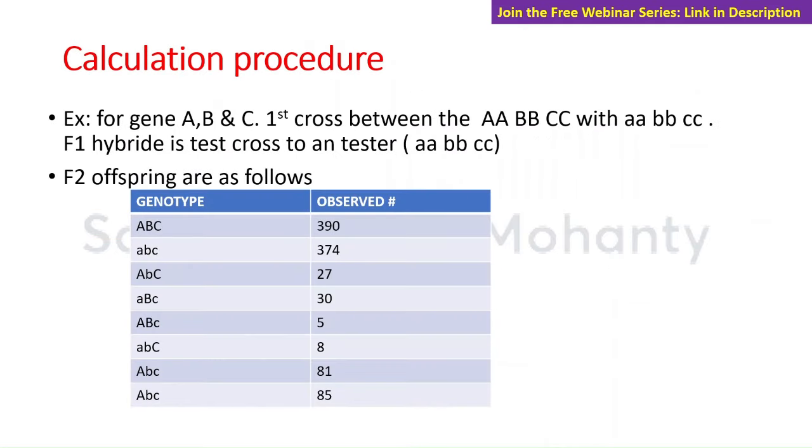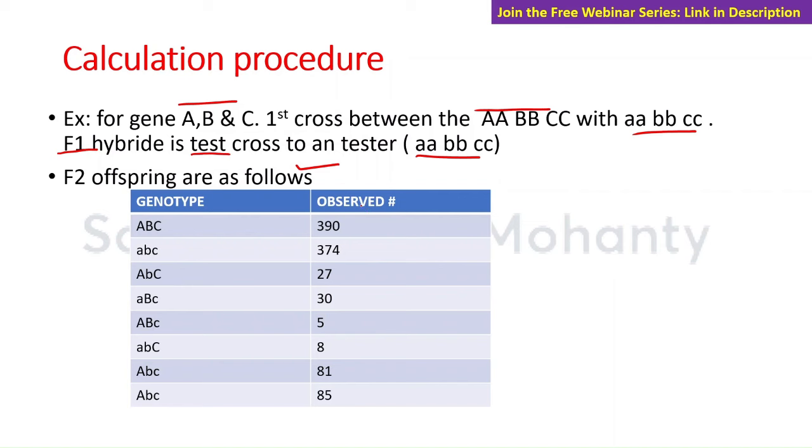So here you get a calculation problem. The problem is for genes A, B, and C: the first cross is between the homozygous dominant and homozygous recessive, and they got the F1 hybrid. This is an example of recombination frequency. You will get questions like this directly. After the F1 hybrid, we do a test cross, where the tester is homozygous recessive. We will get the F2 offspring.